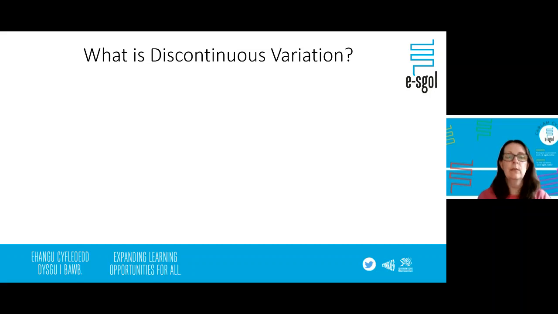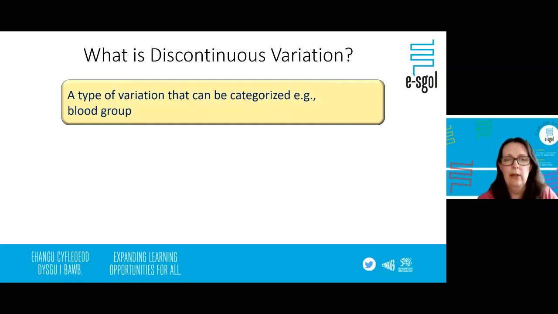Okay, so this is something that perhaps you will have remembered from GCSE, but we need to just go into it into a little bit more detail here for A2. So discontinuous variation. There are two types of variation. So remind yourself of what continuous variation is, which we'll look at later, and discontinuous variation. So let's have a look at what discontinuous variation is.